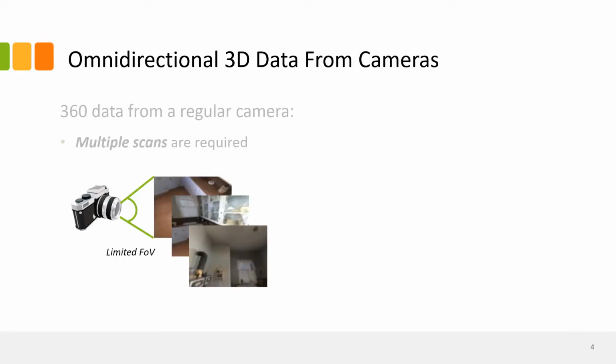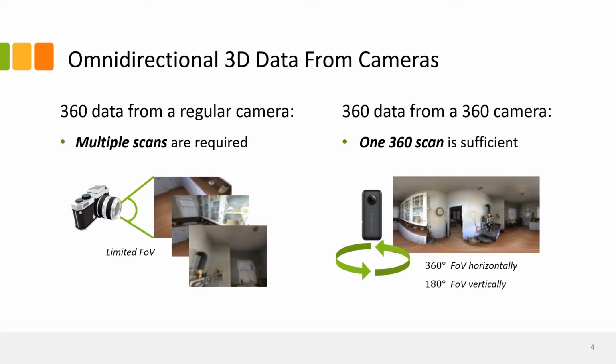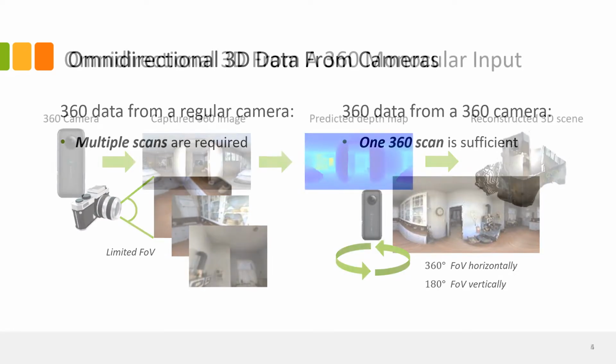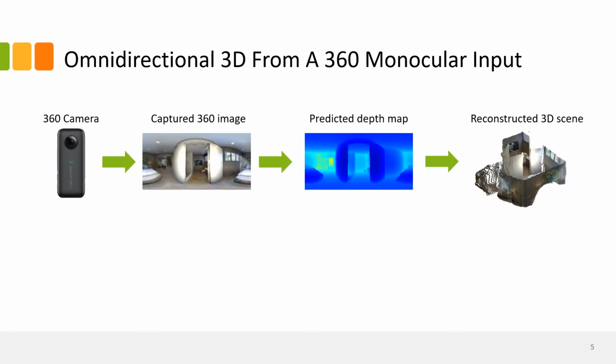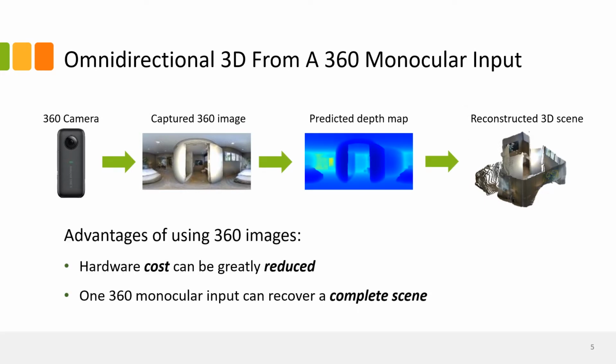In order to capture an omnidirectional scene, multiple scans are required for a regular camera due to its limited field of view, while a 360 camera has a much larger field of view. One scan is sufficient to cover the entire scene. If we can infer depth from a single 360 image, the hardware cost can be greatly reduced, as one scan can recover a complete 3D scene.